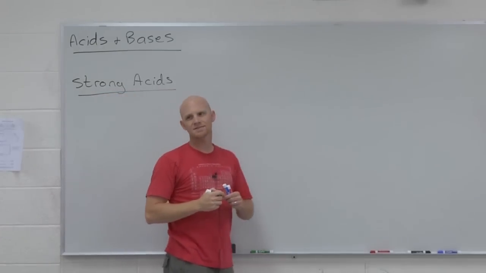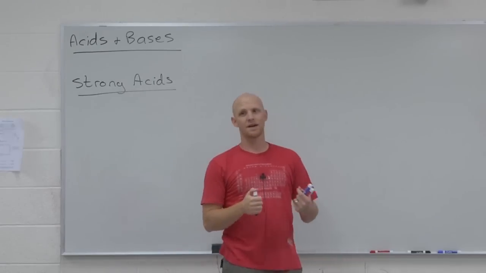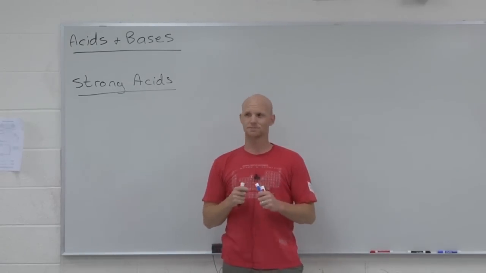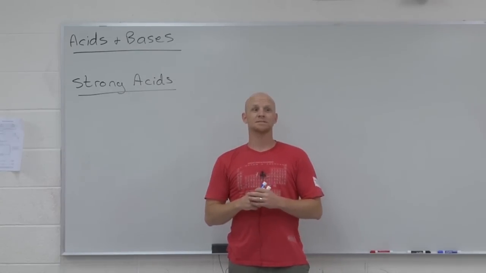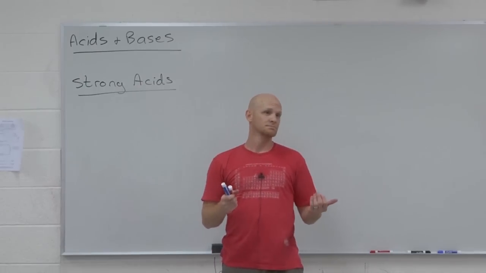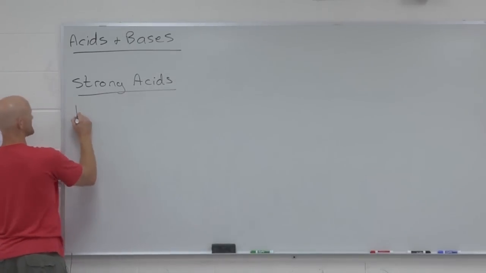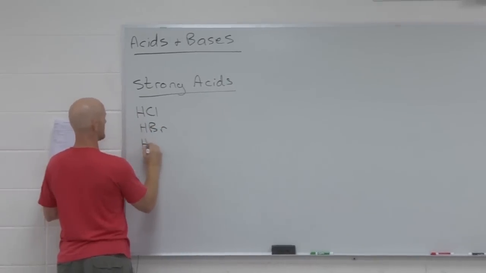So we're going to talk about strong acids and strong bases. The first thing I need to know is, what do we mean when we say that an acid is strong, or that a base is strong? What does that actually mean? Dissociates completely. So it dissociates in water virtually 100%. So how many strong acids do you have? You've got 7. I like grouping them together so it makes them easier to remember.